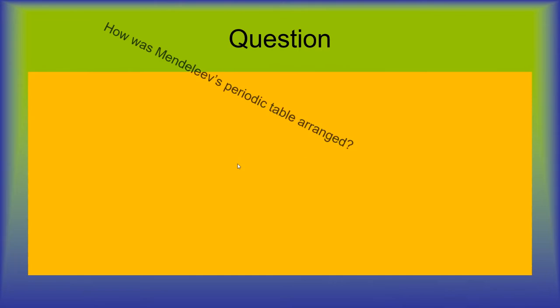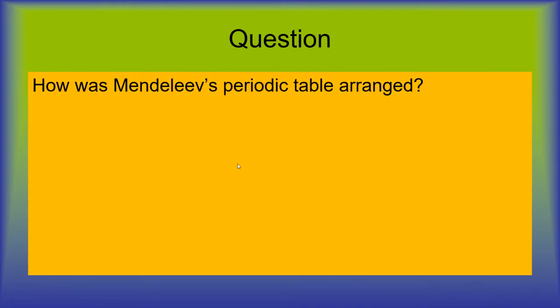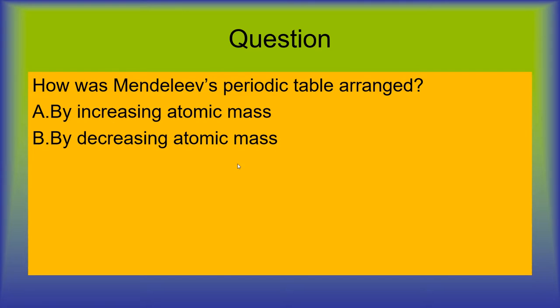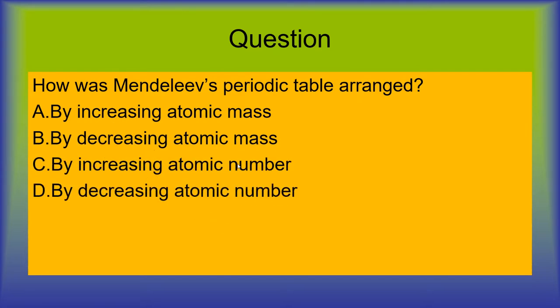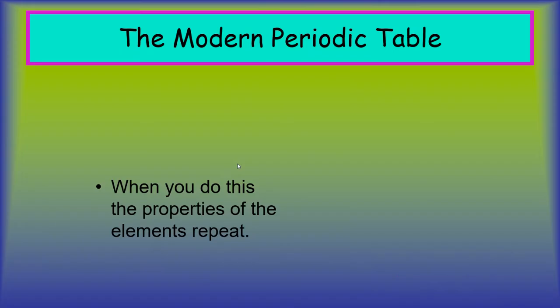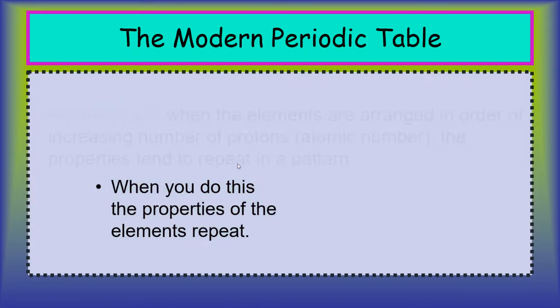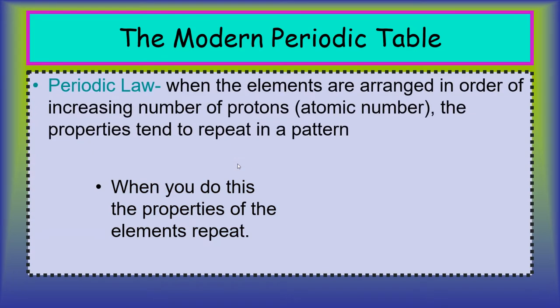So here's a question. How is Mendeleev's periodic table arranged? Was it by increasing atomic mass, decreasing atomic mass, increasing atomic number, or decreasing atomic number? His was by decreasing atomic mass. Should be increasing atomic mass. All right, so the modern periodic table. Periodic law: when the elements are arranged in order of increasing number of protons or atomic number, the properties tend to repeat in a certain pattern.